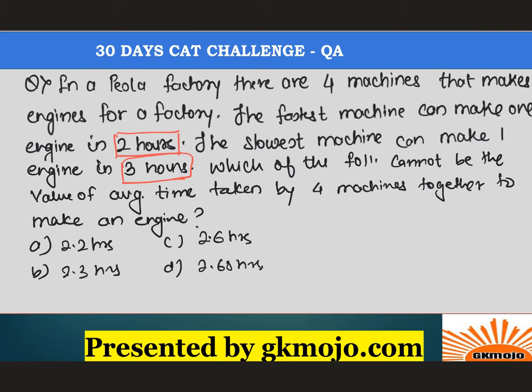All right, so they are asking what cannot be the average value of average time taken to make an engine. The fastest machine makes it in 2 hours, and the slowest machine makes it in 3 hours, right? So the funda to do this is to calculate the minimum average time and the maximum average time, and then compare them with our options. That is the best way forward.